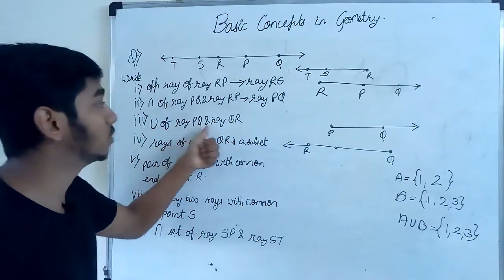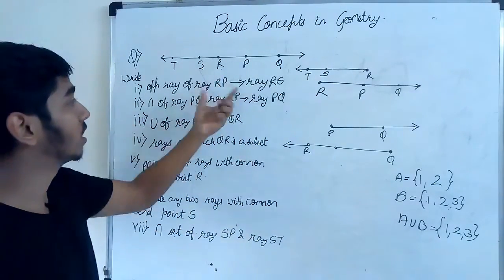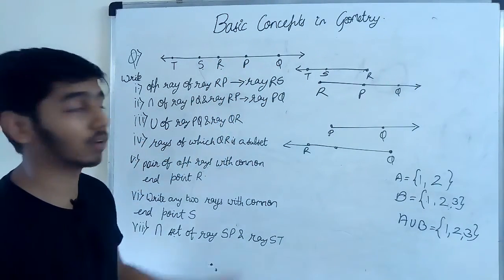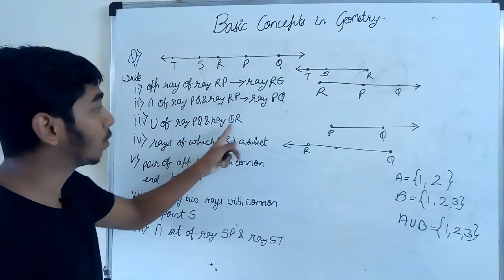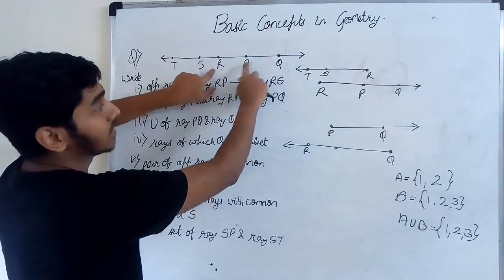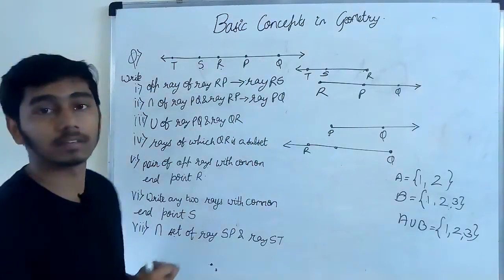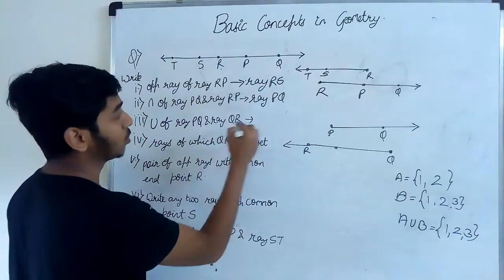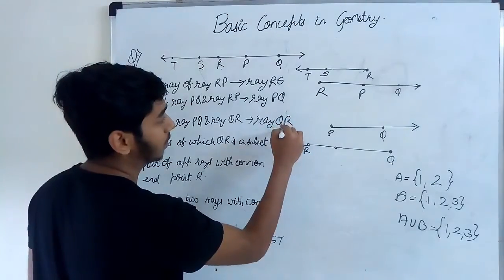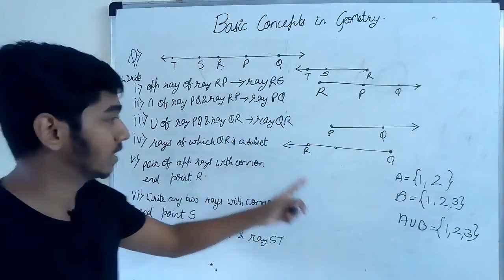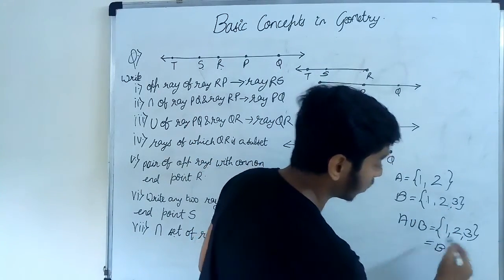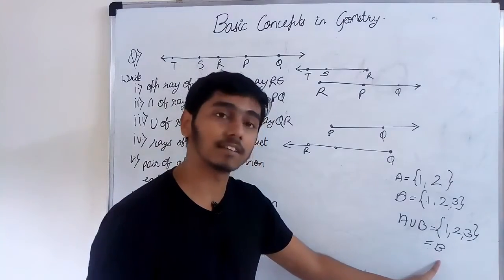Same way here also, to find the union of PQ and QR, the union will be QR itself, because PQ is common in both. It's present in QR also. See, QR, it is there. PQ is also there in QR. Therefore, we can say the union of this will be ray QR. Correct? Same way like here, A union B, B is the bigger one. We can directly say this is equal to B itself. A union B is B itself.